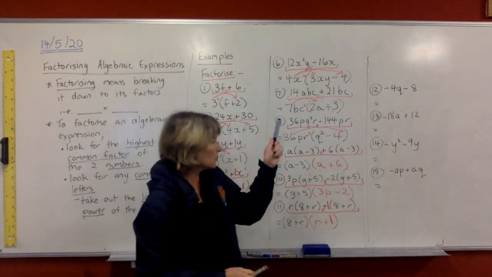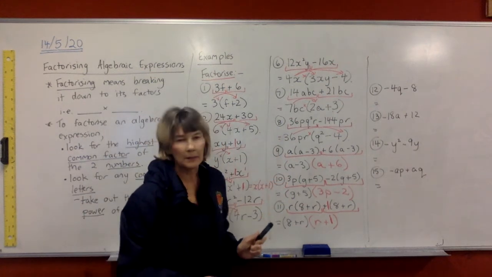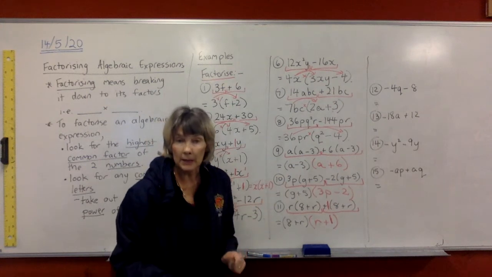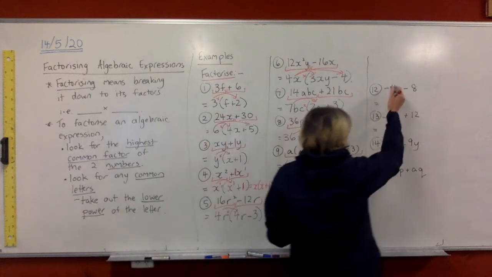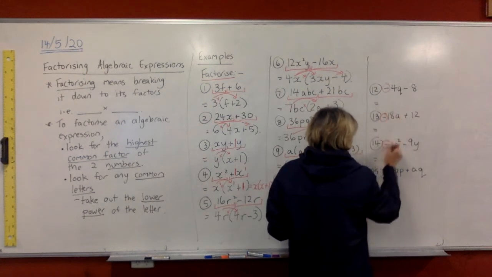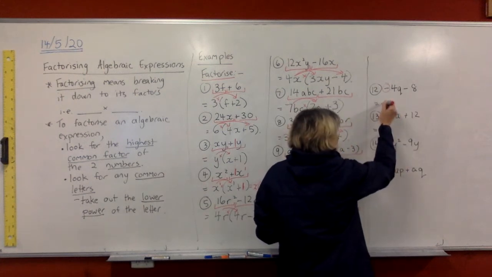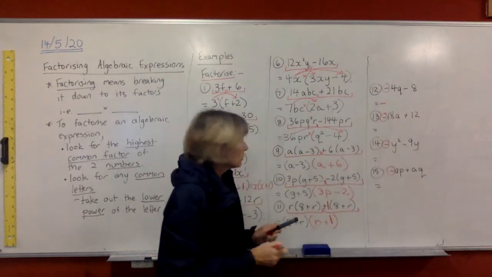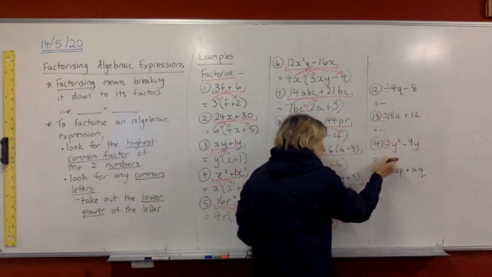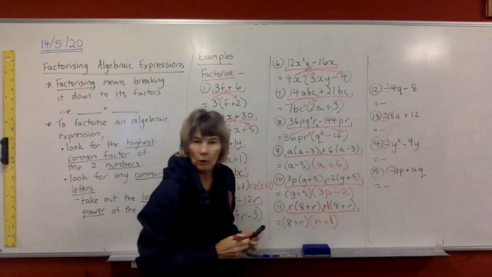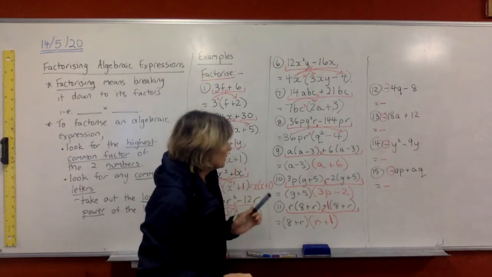Okay, now in the other ones we're doing 12, 13, 14 and 15. All of those ones start with a minus sign. If they start with a minus, you take out a minus first. So we're going to take out minus is the first thing we're going to write on all of them. All right, let's look at the rest of it.